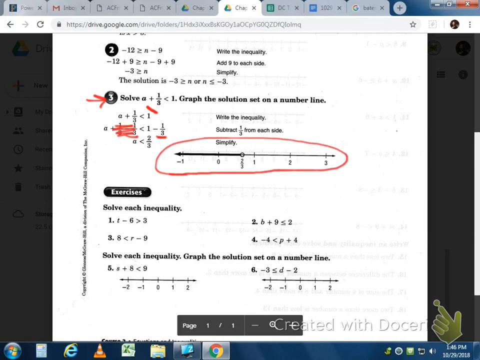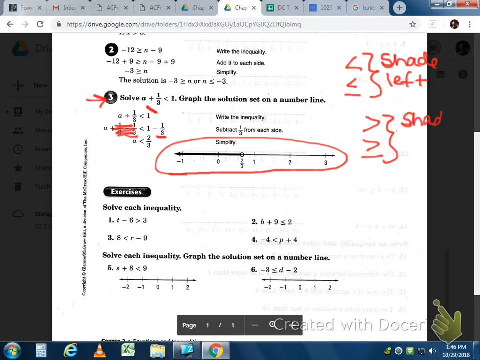Are you ready? Write these down. If it is less than or equal to, you're going to shade left. Less than or equal to. Now think about a number line. Where are the smaller numbers? Left or right? The left. So if it says less than or equal to, you shade left. That's where the smaller numbers are, the less. If it's greater than or equal to, where do you think you're going to shade? Right. Shade right, because that's where the greater numbers are.